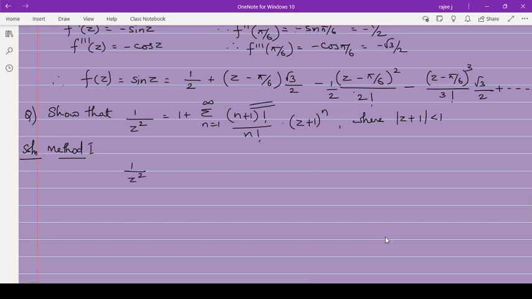1 upon z square I will rewrite as, because here mod of z plus 1 is less than 1. Mod of z plus 1 is less than 1. So I will write this z as 1 minus z plus 1, just an adjustment. Okay, because z plus 1 is less than 1, it is given.